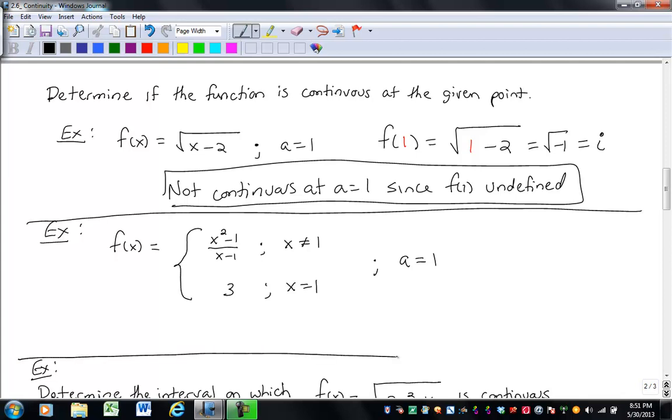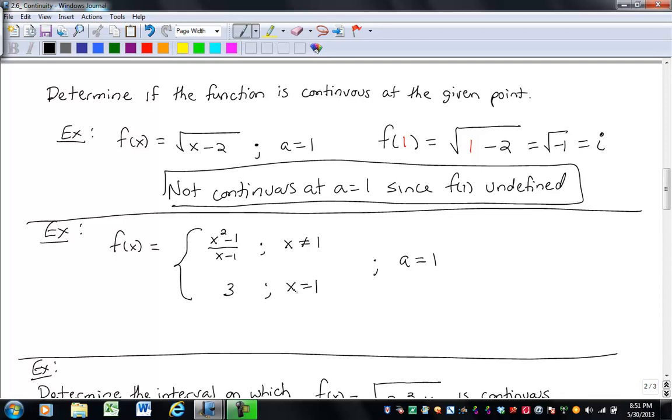Here's another example. It's a piecewise defined function. In this case, we want to plug in 1 for x, and when we plug in 1 for x, we can see if a y value exists. Well, what this function says is, if x is equal to 1, the y value is 3. So we know the y value has to exist. The y value is the number 3 by definition.